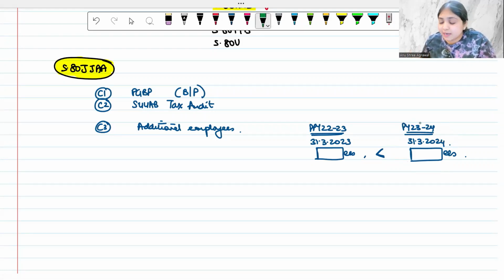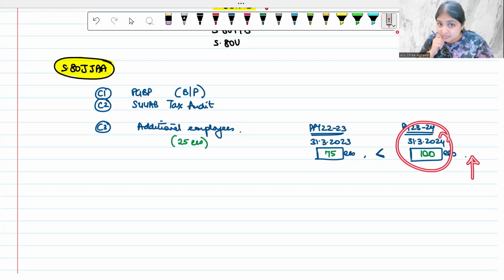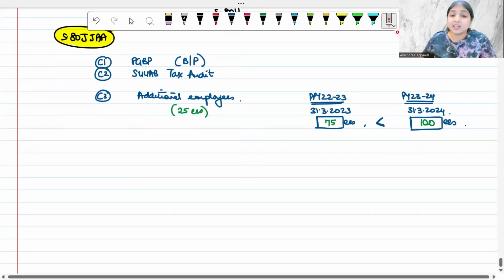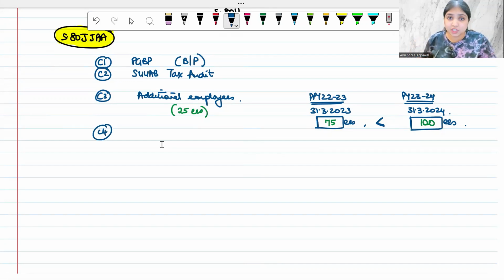Like for example, current year last day, let's say we have 100 employees. 22-23 last day, let's say we have some 75 employees. So in 23-24, how many additional employees are we having? We are having 25 additional employees. Are you understanding, everybody? So additional employees indicates current year we must be having a higher number of employees than the last year. Current year we must be having additional employees. But there is a catch. You will not consider every employee as an additional employee.